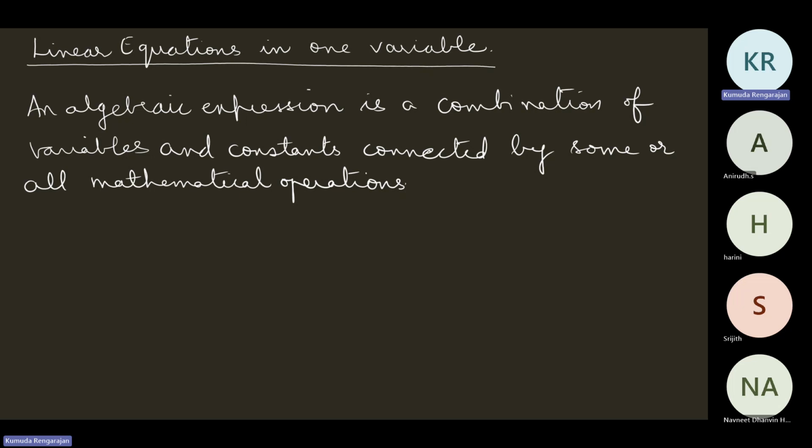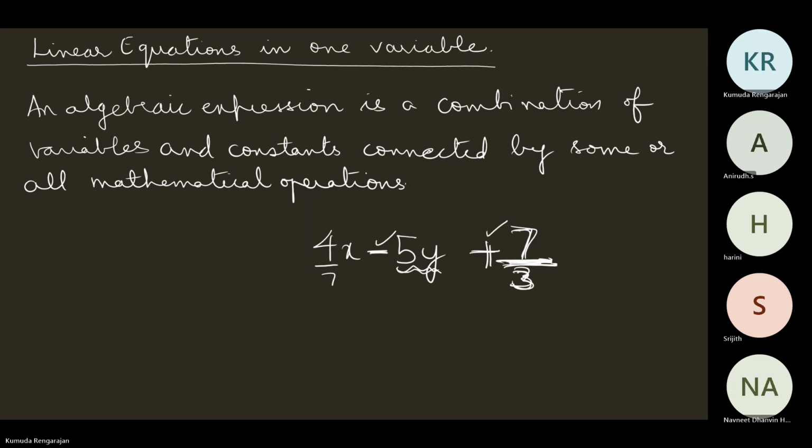In some expressions, you will find all the mathematical operations. For example, say 4 by 7x minus 5y plus 7 by 3. So you can see division here, 7 by 3. Division, you can see addition, you can see subtraction, you can see multiplication. So you see all the 4 mathematical operations: addition, subtraction, multiplication, division. And here in this example, there are 2 variables, x and y.